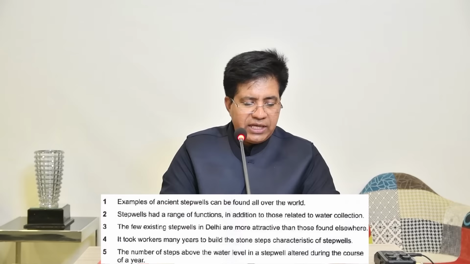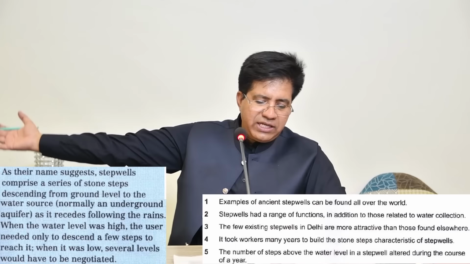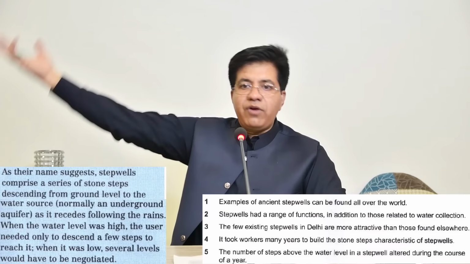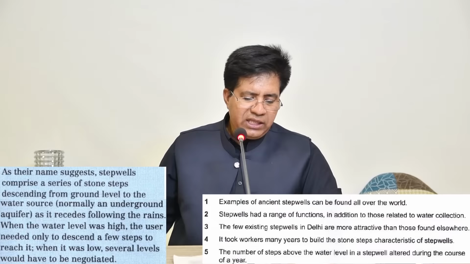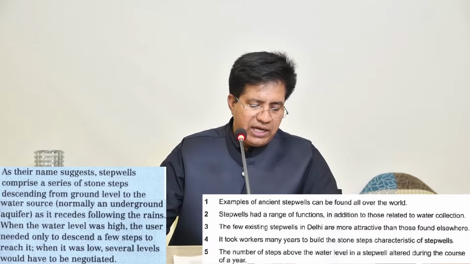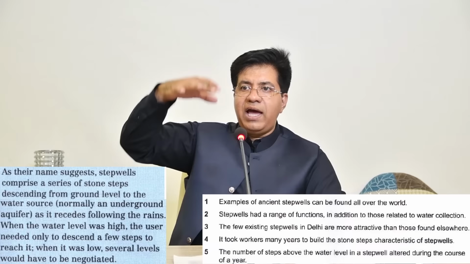Third paragraph, right side column. Found it? Yes. The first on top. Right side column. I'm going to read it. When the water level was high, found it? Okay, when the water level was high, the user needed only to descend a few steps to reach it. When it was low, several levels would have to be negotiated. So when the water was high, few steps. I mean, when the water level was high, you had to go down 1 to 2 steps. When it was low, you had to go down more.